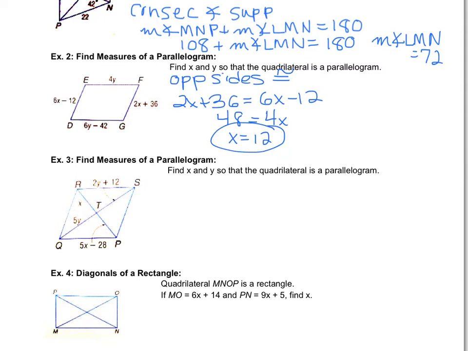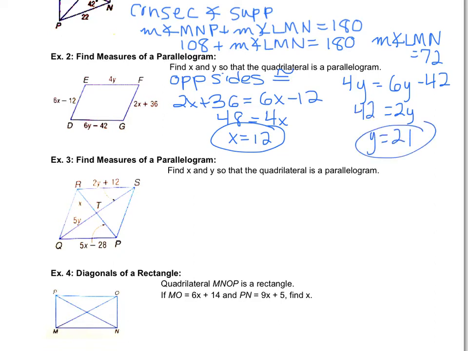Then we can use another equation setting the y sides the same, if you will. 4y is the same as 6y minus 42. Bringing my y over to the right, I get 2y. Bringing my constant over to the left, I get 42. And so y is 21. Pretty quick and easy so far, I hope.